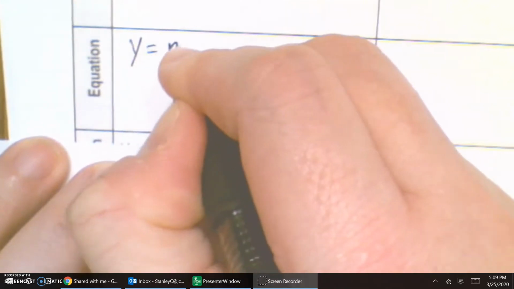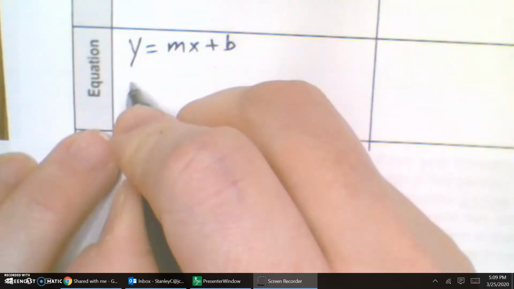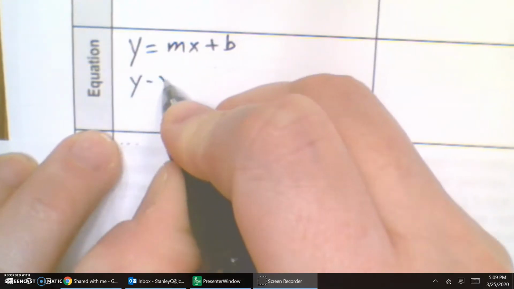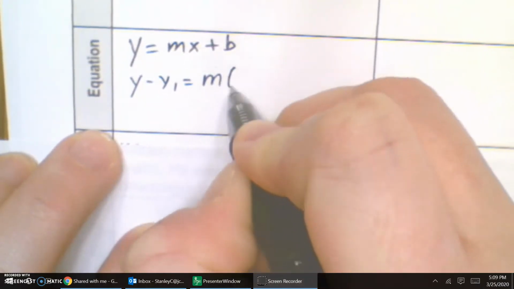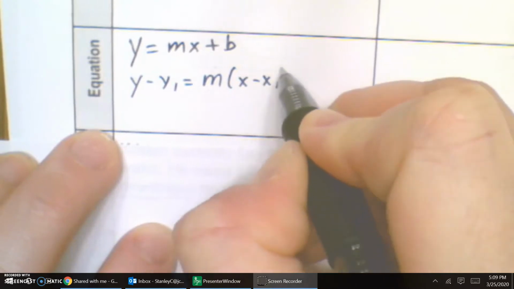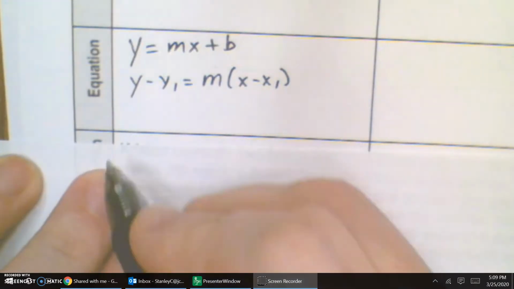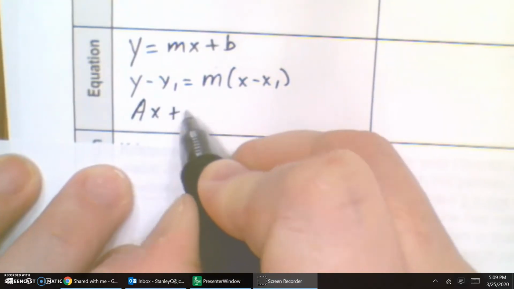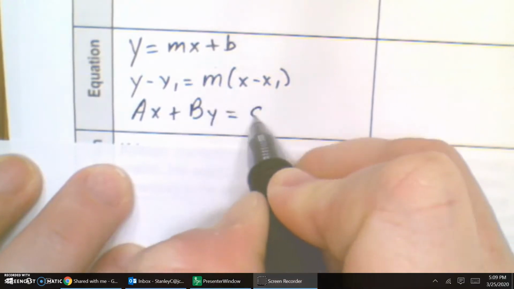Slope-intercept, y is equal to mx plus b. Point slope, y minus y sub 1 is equal to m times the difference x minus x sub 1. And standard form, ax plus by is equal to c.